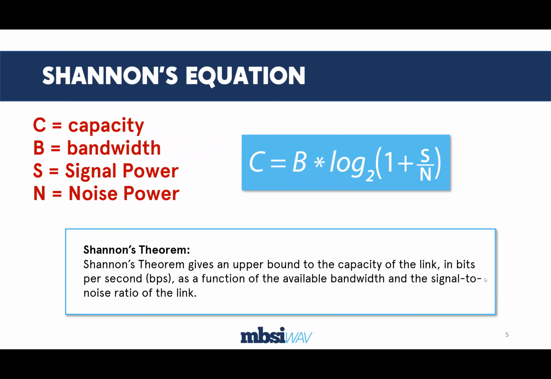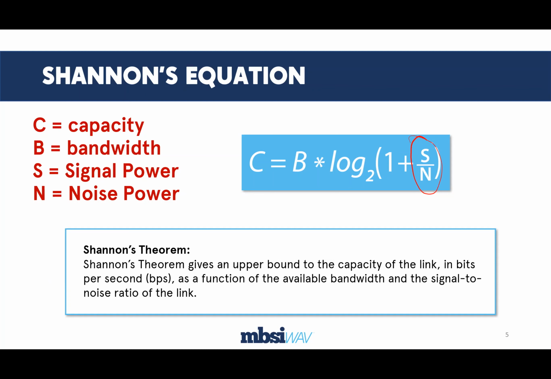So let me introduce you to Shannon's equation. This is what Shannon told me once. He said that the capacity of a channel is related to the bandwidth of the channel and the signal to noise ratio in the channel. So we have signal power over noise power. The equation is actually quite simple: the bandwidth times the log to the base 2 of 1 plus the signal to noise ratio gives us the upper capacity of the link. What is variable here is the signal to noise ratio.